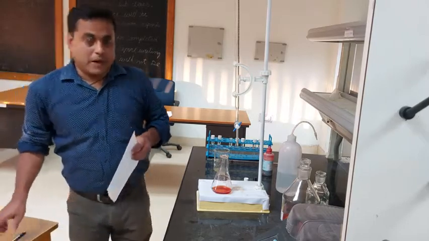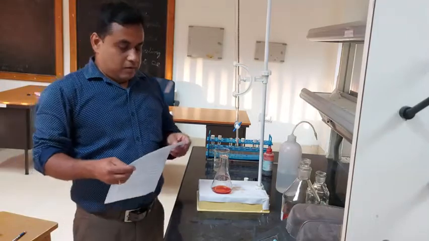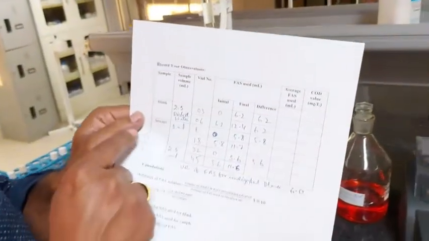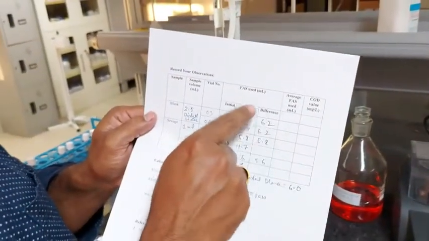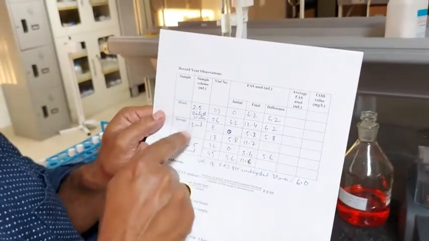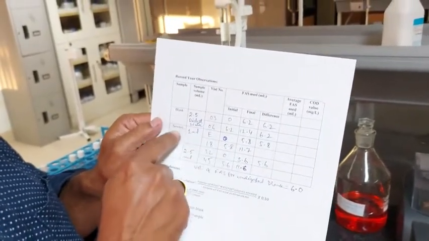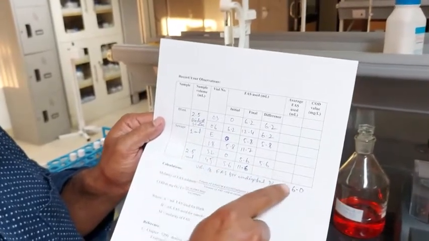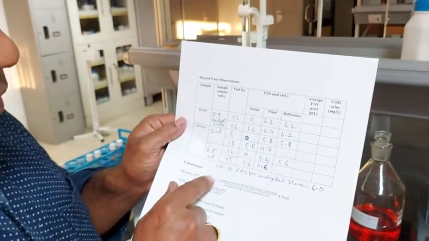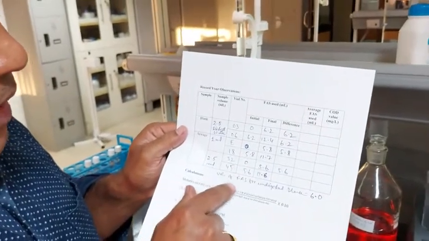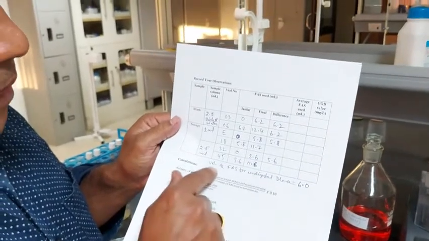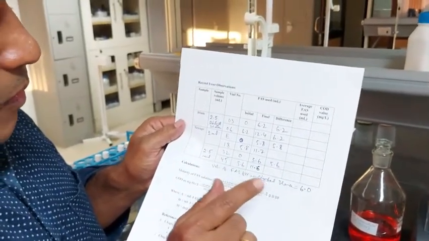So we have done all of the titrations using FAS. These are the values we have got. You find out the difference of the burette reading, that is the FAS used for each sample. This is the blank, this is for 1 ml sewage, and this is for 2.5 ml of sewage. And for finding the molarity of FAS, we have got the reading for FAS as 6.